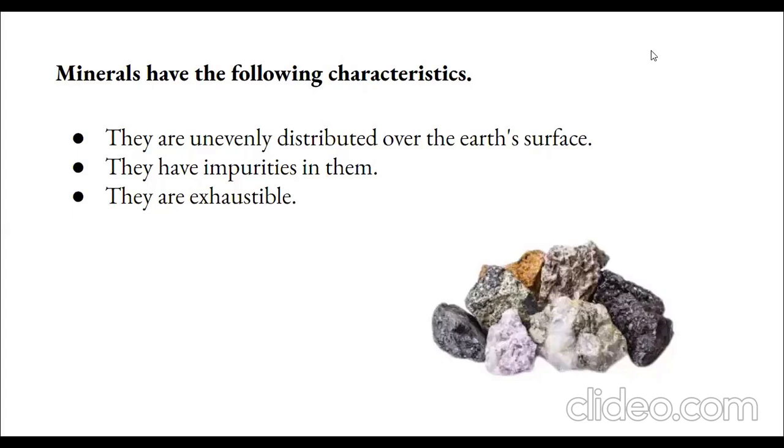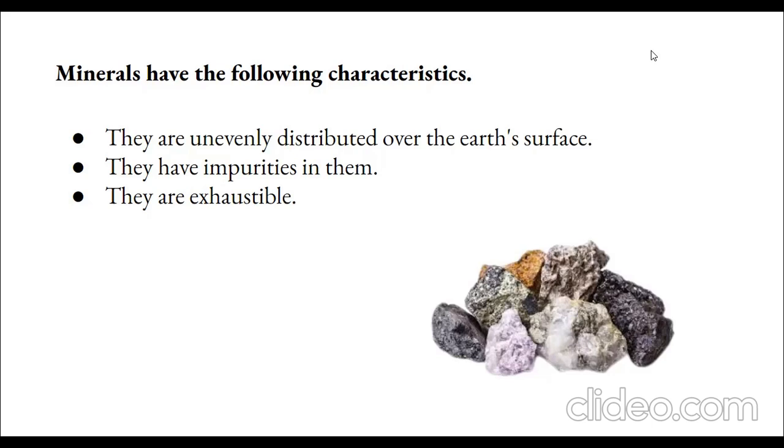Minerals have the following characteristics. First, they are unevenly distributed over the Earth's surface. It means you will not find the same amount of deposits of the same mineral all over the Earth's surface. It varies from place to place. Suppose Australia is the largest producer of bauxite, right? So Australia has the largest deposits of bauxite, but it is not necessary that the USA also has the same amount of bauxite. Understood? So it varies from place to place.